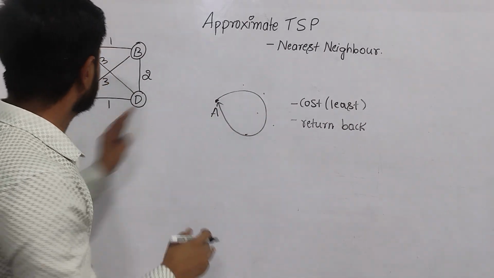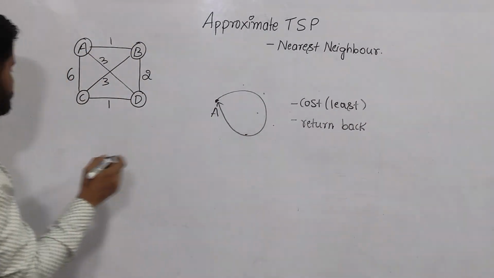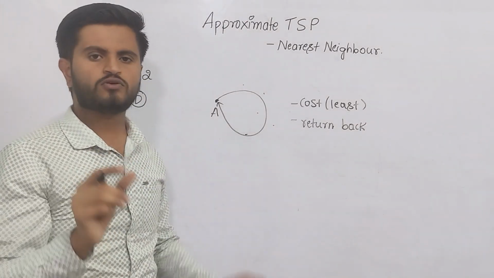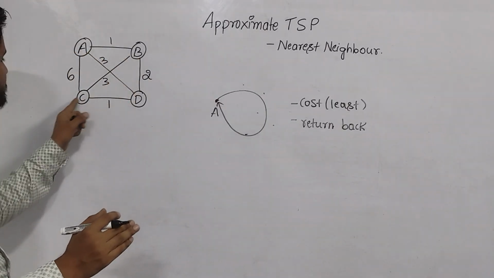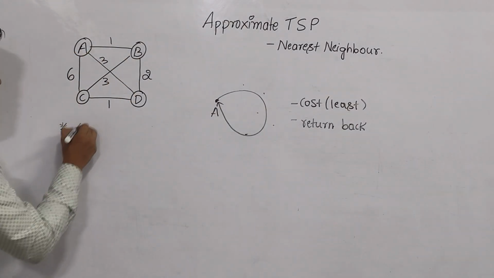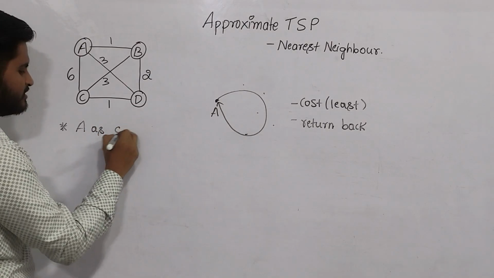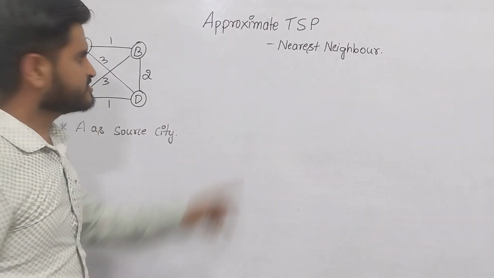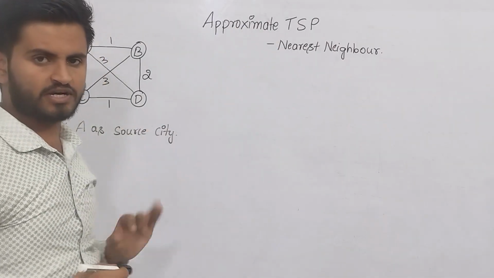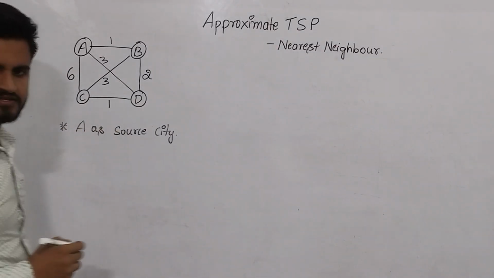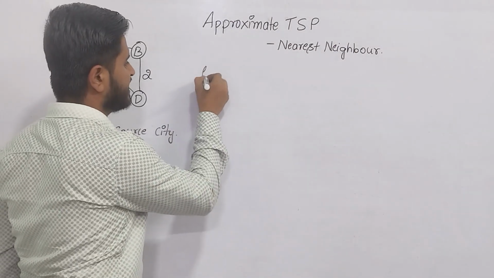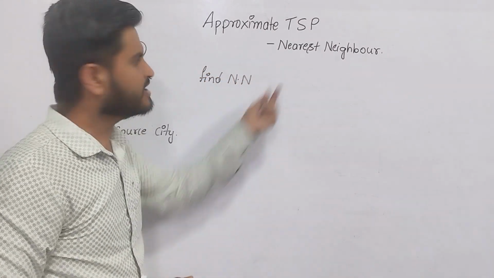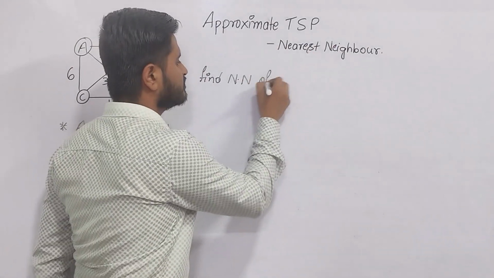So apply this to the given graph. The first step is finding the source city. You can consider any of these nodes as the source city. I will be considering A as the source city. Now since we are applying the nearest neighbor algorithm, A is considered as the source. So first find the nearest neighbor. I will be writing NN; NN means nearest neighbor of A.